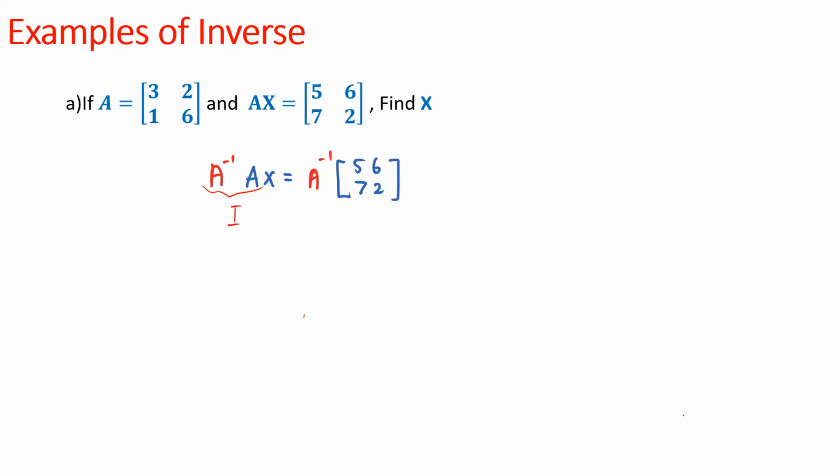Since I'm multiplying it on the left, see how I'm doing it? I'm multiplying to the left-hand side of this, then it's on the left-hand side on the right-hand side as well. The question is, what is A inverse? Because if I can find that out, these two will cancel out, and you will get X equals A inverse times 5, 6, 7, 2.